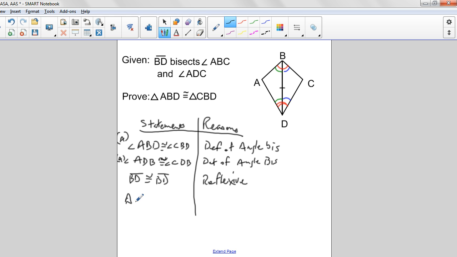Now you can say the whole triangle ABD is congruent to the whole triangle CBD, making sure to match up the letters, and that is angle, side, angle. Okay, we've proven each part. Even though I did it out of order, it's fine. You can do them out of order. We did an angle, we did a side, we did an angle.